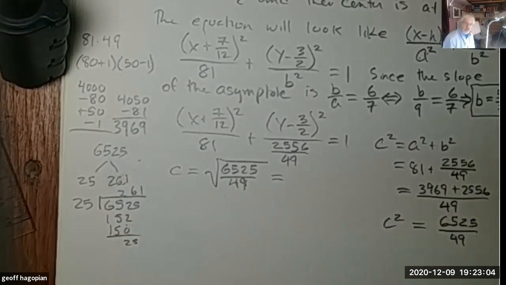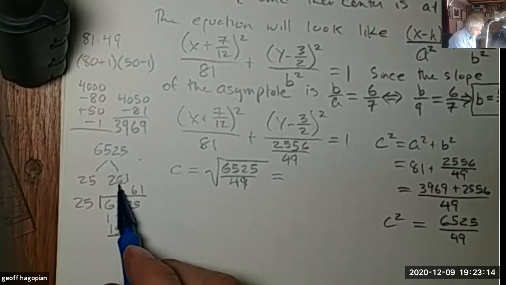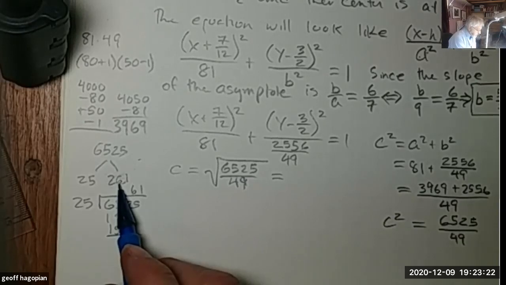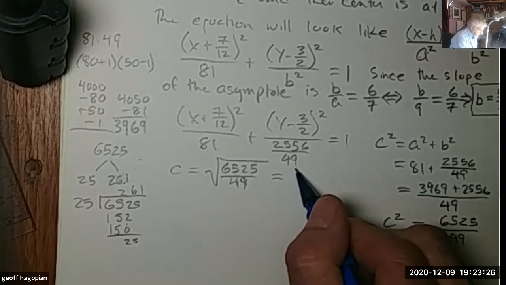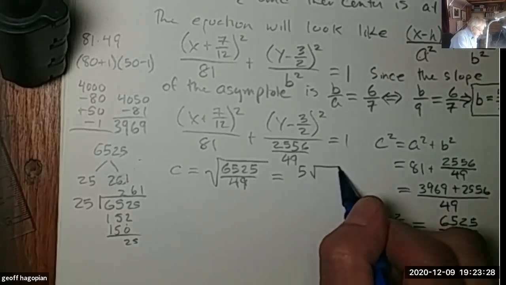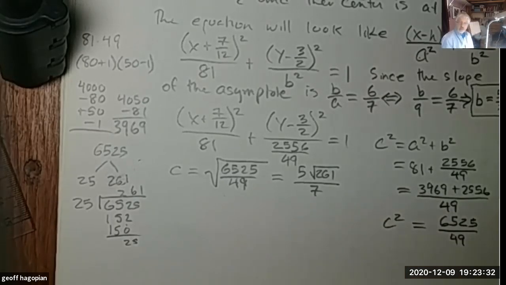Yeah, okay. 261 is not a perfect square, is it? No. Do we have nearby perfect squares? 16 times 16 is 256, right? So it's close to that, but no cigar. So we can say that this is 5 times the square root of 261. Simplest radical form, folks, right?